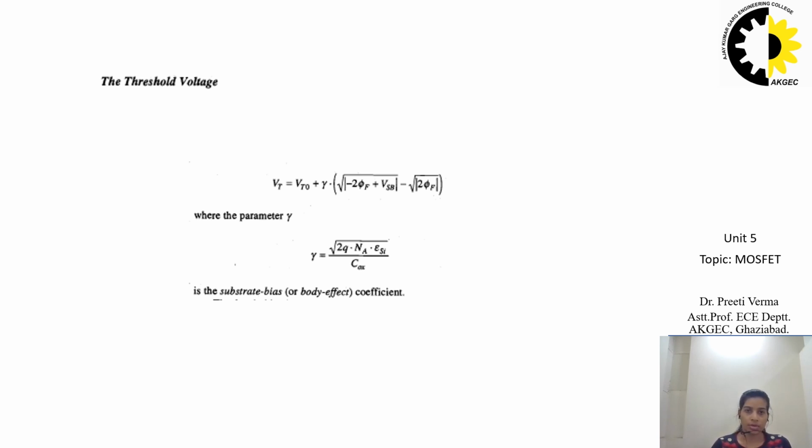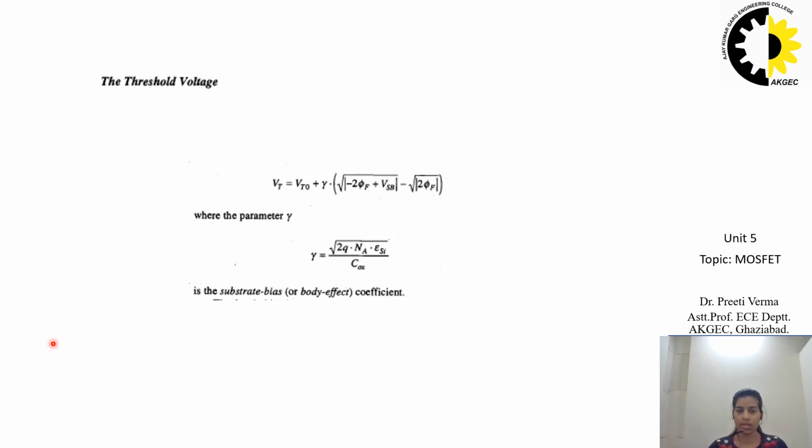So what is the substrate bias effect or body effect? Normally in the MOS structure we consider that the body terminal and the source terminal of the MOS are tied together, meaning the value of voltage VSB is 0. So in this equation, if VSB is 0, then the VT becomes independent of VSB. So normally we consider VSB to be 0 and the threshold voltage is not varying with the substrate bias voltage, because it is always 0.